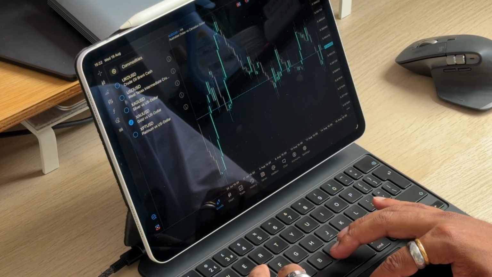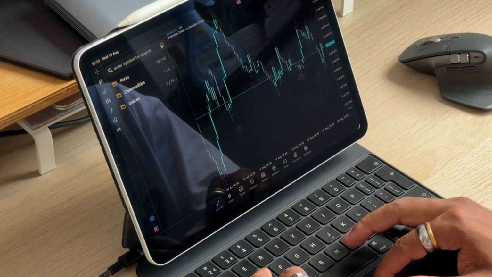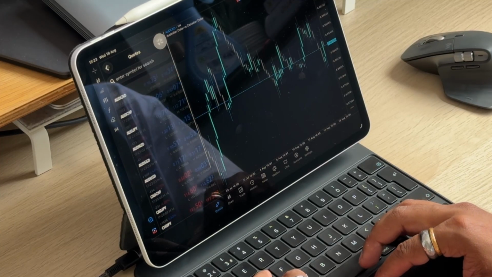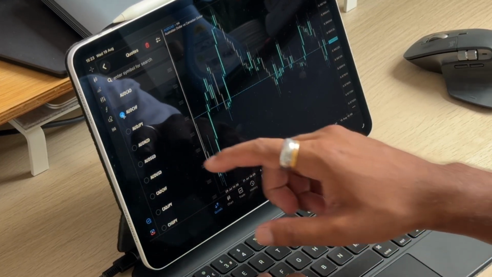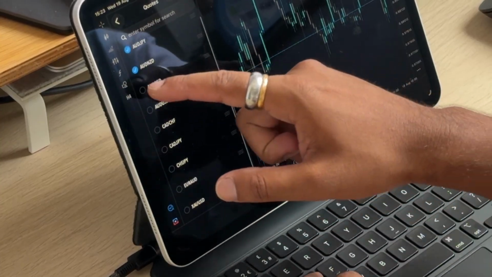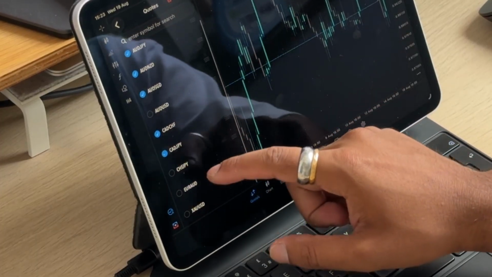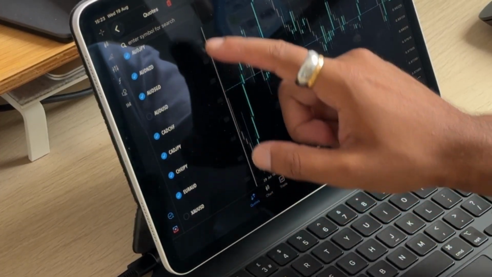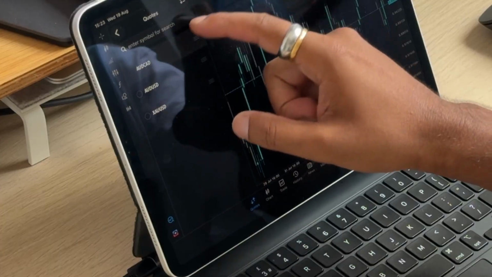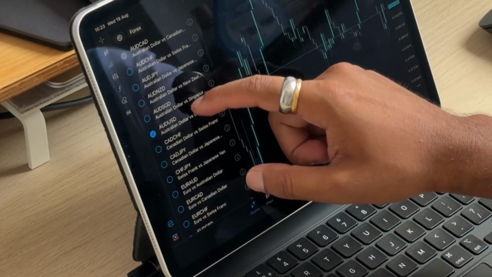So personally, I don't connect my trading account to TradingView. You can do that with some brokers, but typically most people will be entering their trades on a different platform on their phone and actually analysing charts on TradingView on their laptop.